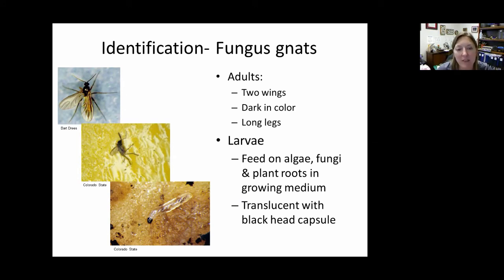They are going to be dark in color, and they're going to have very, very long legs. The larvae here are typically going to be found in the growing medium, and they will feed on algae, fungi, and plant roots inside of the top layers of that soil. And they're going to be translucent, and they have a dark head capsule, as you can see in that bottom photo.